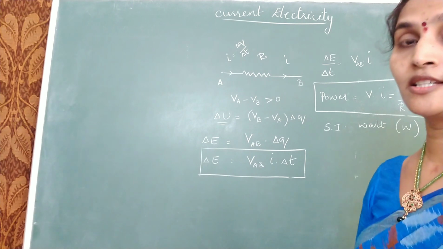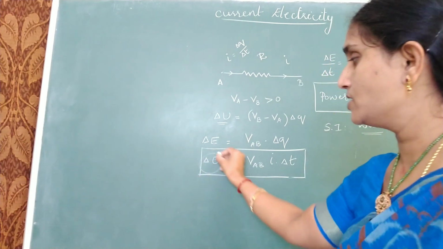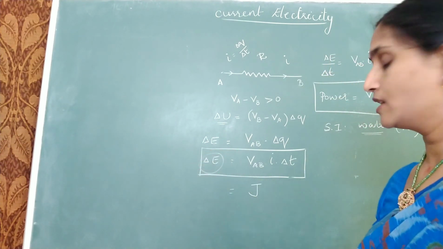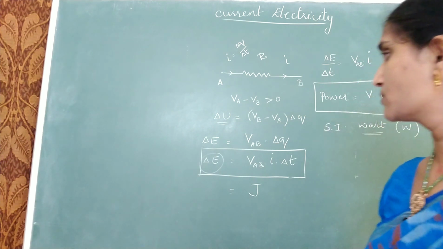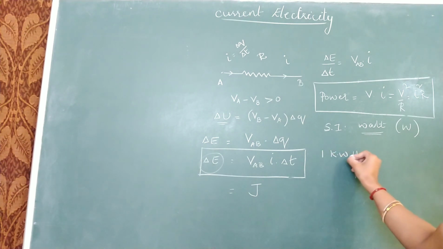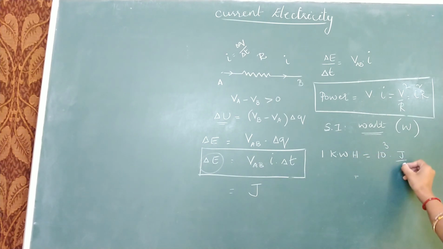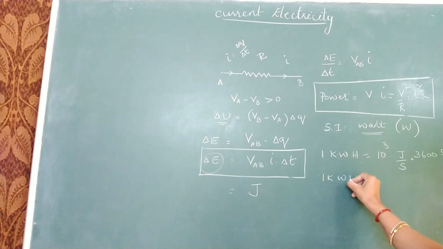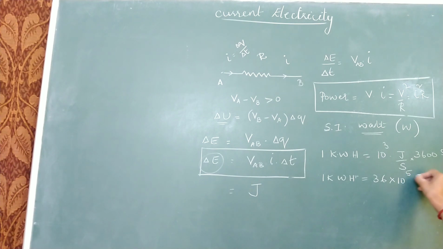But coming to electricity, we will be using one very commonly used unit for measuring electrical energy. Energy is generally measured in joules. But in current electricity, apart from joules, we also use one more commonly used unit, that is kilowatt hour. What is 1 kilowatt hour? Kilo is 10 power 3. What is watt? Joule per second. Hour is 3600 seconds. So 1 kilowatt hour is equal to 36 into 10 to the power 5 joules.